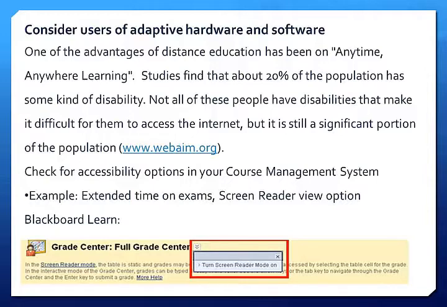So consider that 20% of the population has some kind of disability. Now, not all of these disabilities make it difficult to access the internet, but that's still a significant portion of the population. Check for accessibility options in your course management system. Years ago when online was just starting to develop, a lot of accessibility things were afterthoughts. People would have to try to go back and add things to try to make it accessible. It's a lot more work to go back and retrofit something compared to building it accessibly to start with.